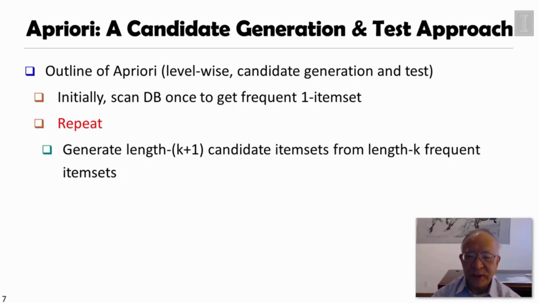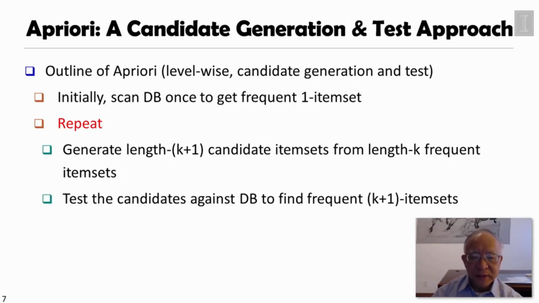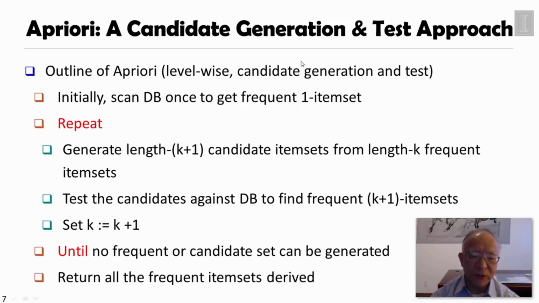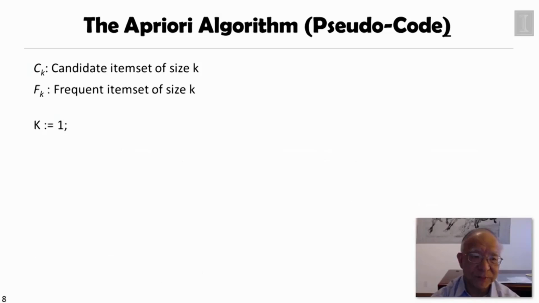At the k-th iteration, you take length k frequent item sets to generate length k plus 1 candidate item sets. Then you go against the database to test these generated candidates and find the real frequent k plus 1 item sets. Every iteration you set k to k plus 1, so you can go until no frequent item sets are generated or no candidate item sets can be generated. Then after you exit the loop, you return all the frequent item sets derived. That's the algorithm.